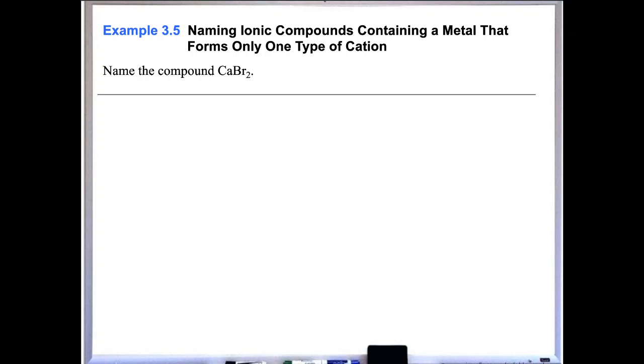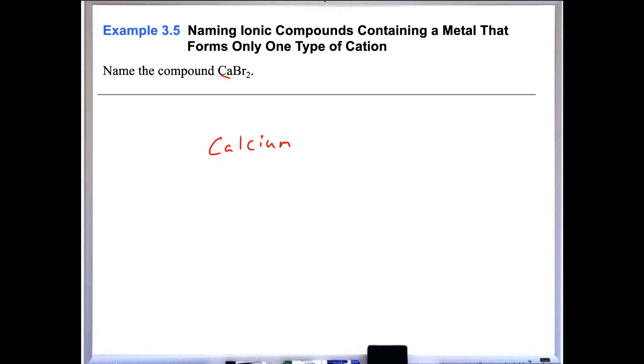Okay, so let's take a look at this one. They give us CaBr2, and they want us to name this. The first thing we're going to do is name the metal. I almost said nonmetal, but you name the metal first. The metal here is calcium, Ca, right there in group 2. That's all we need to do. Calcium.